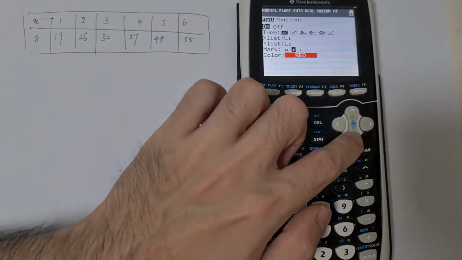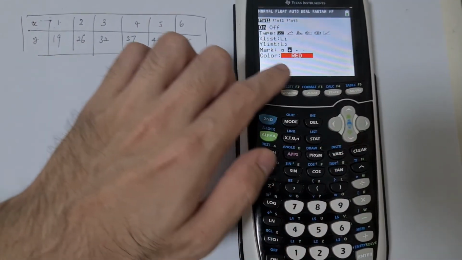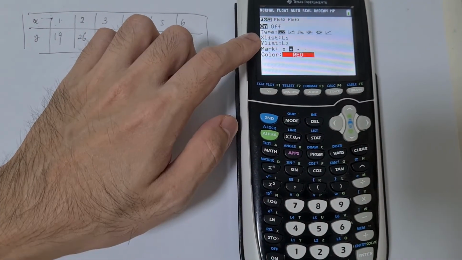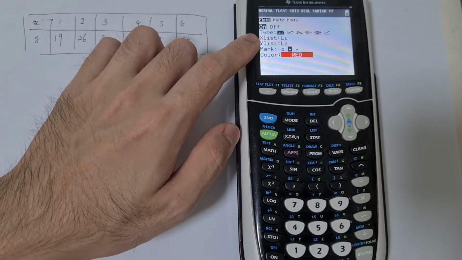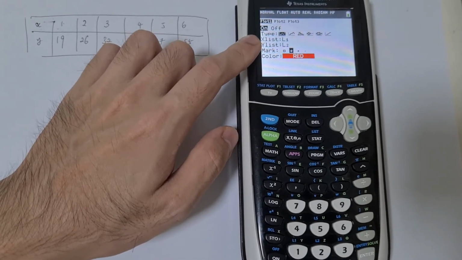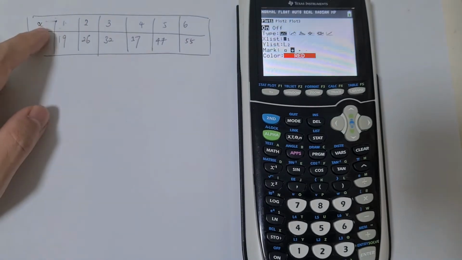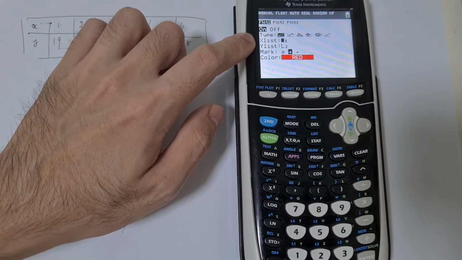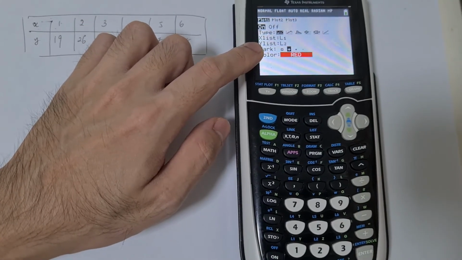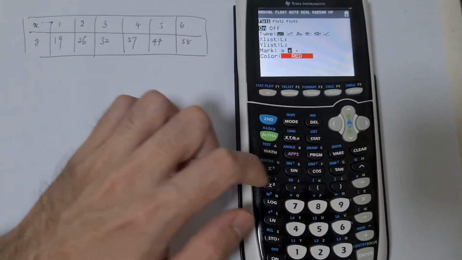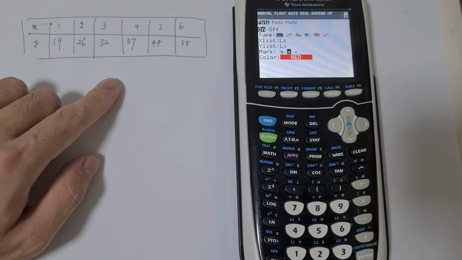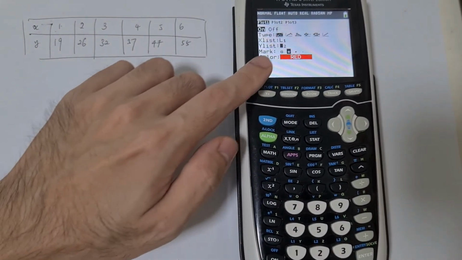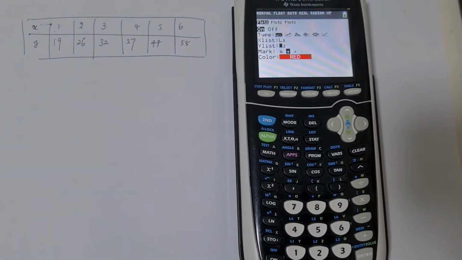Moving on, pressing the down arrow, we go to the third one, X list. The X list represents what would be my variable X. In this case, my variable X is keyed into column L1, so we press L1. How about Y list? For my Y list, I keyed in all the Y values just now into column L2, so this will be L2.